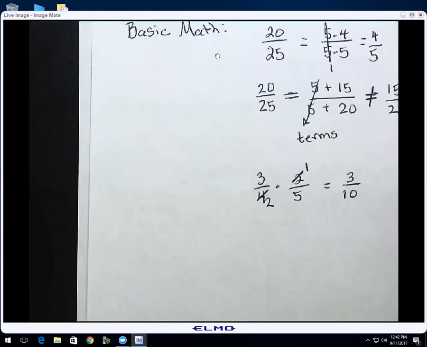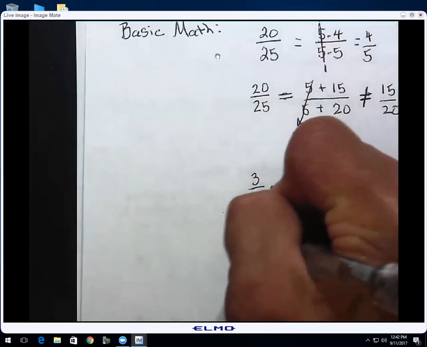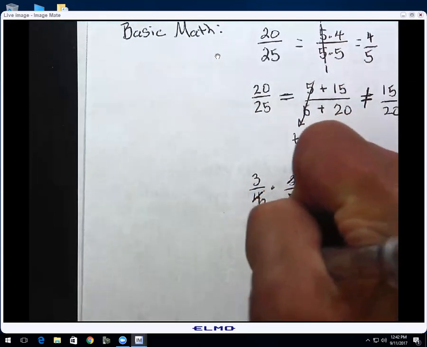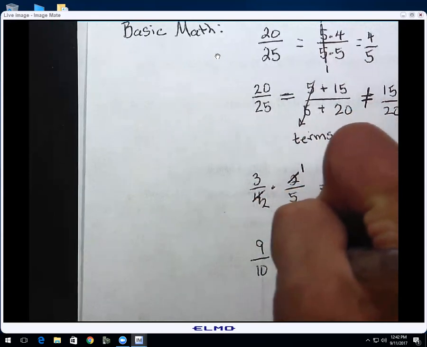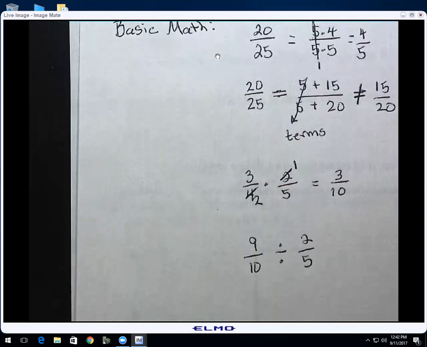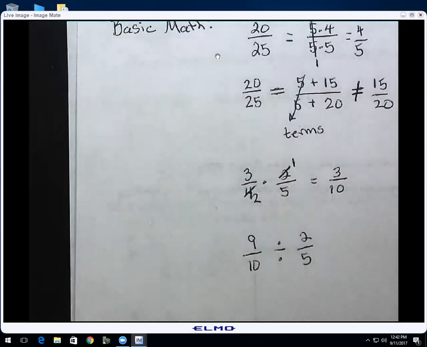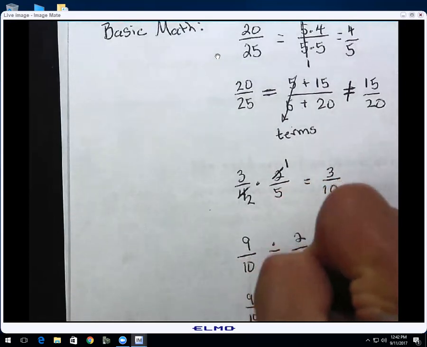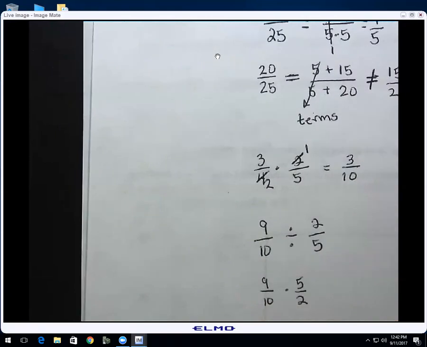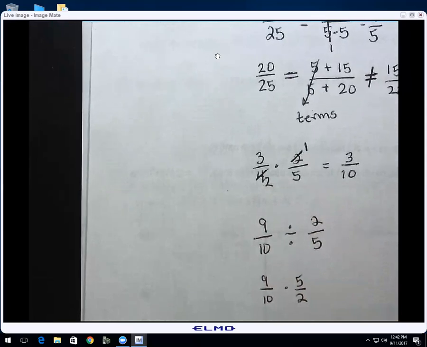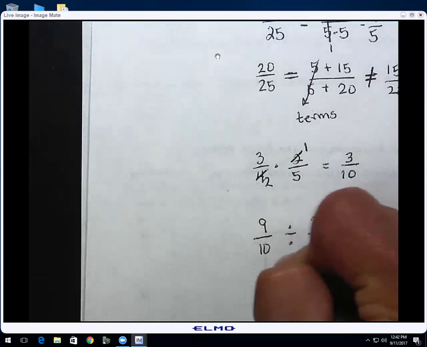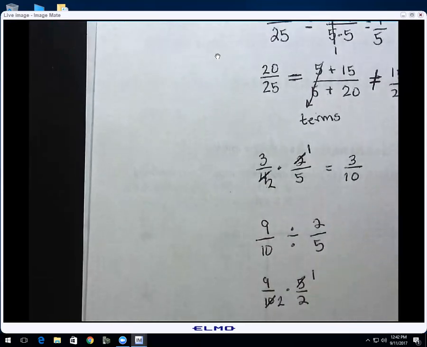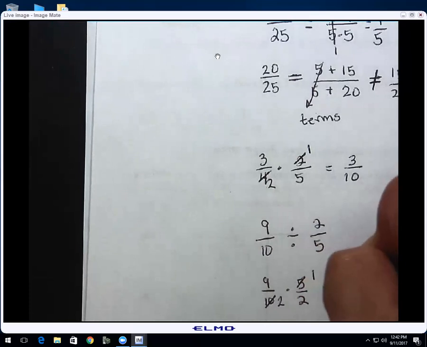How do we do a division problem in basic math? Let's say we have 9/10 divided by 2/5. You multiply by the reciprocal of the second fraction. You change that to 9/10 times 5/2. And then you work it just like we worked this one. You look for any cross common factors you can cross cancel. Here you could say 5 goes into 5 one time and 5 goes into 10 two times. When you multiply straight across, you get 9/4.